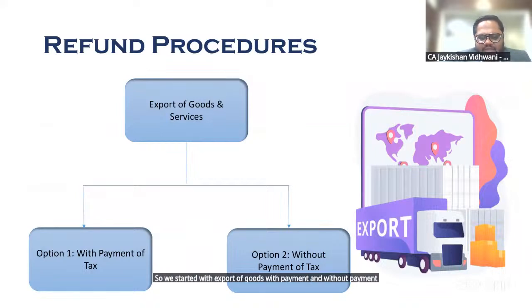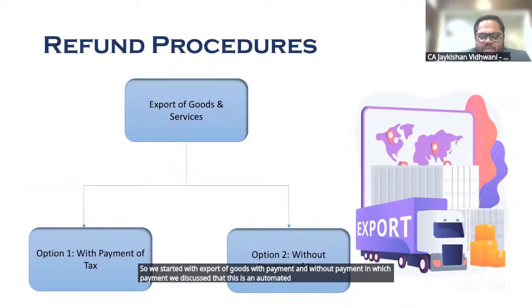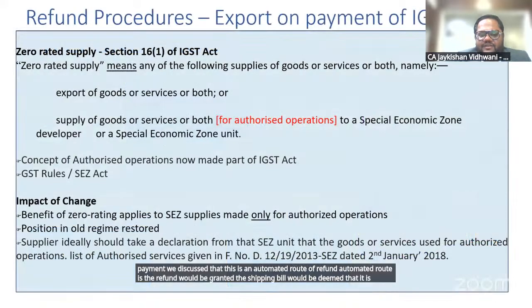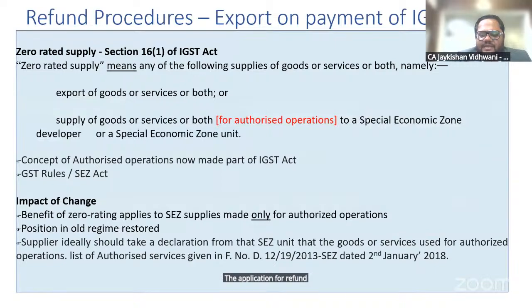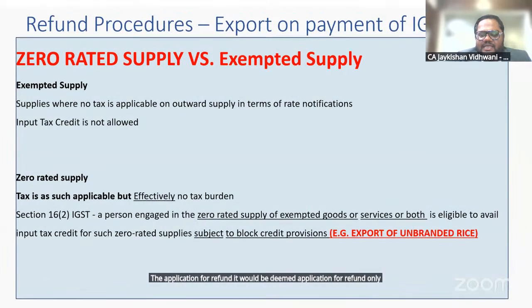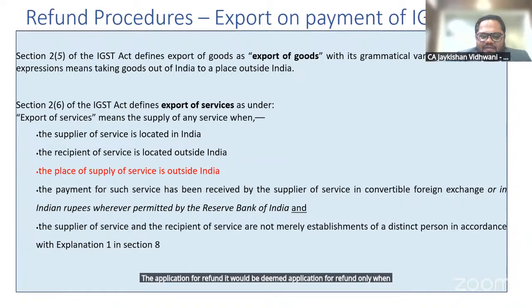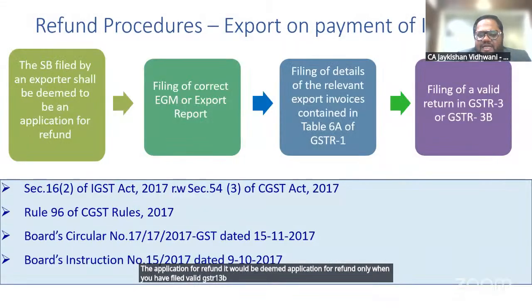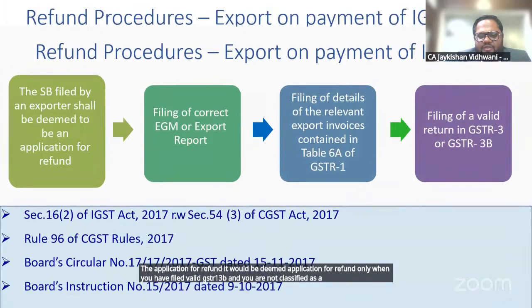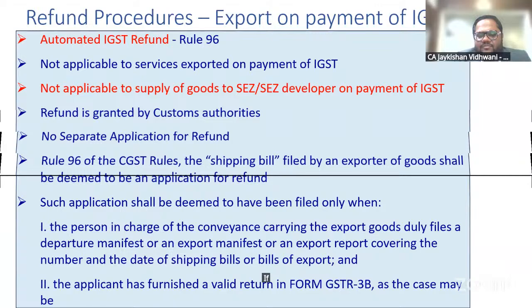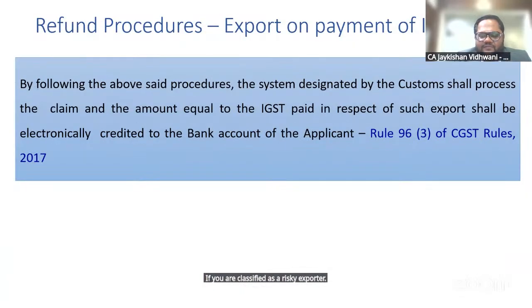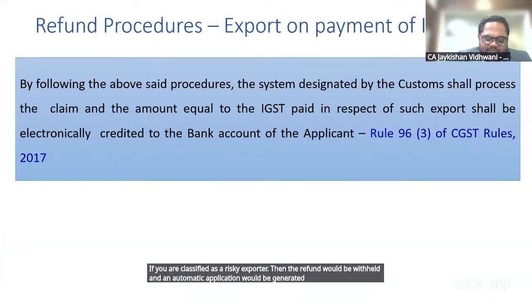In with payment, we discussed that this is an automated route of refund. Automated route means the refund would be granted, and the shipping bill would be deemed to be the application for refund. It would be deemed an application for refund only when you have filed valid GSTR 1 and 3B and you are not classified as a risky exporter. If you are classified as a risky exporter, then the refund would be withheld and an automatic application would be generated by the customs authority and would be reflected in your GST portal.